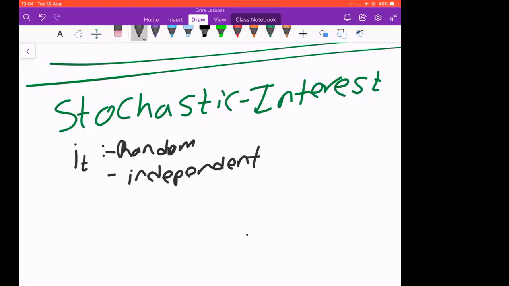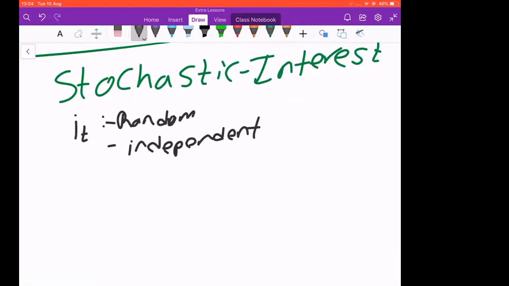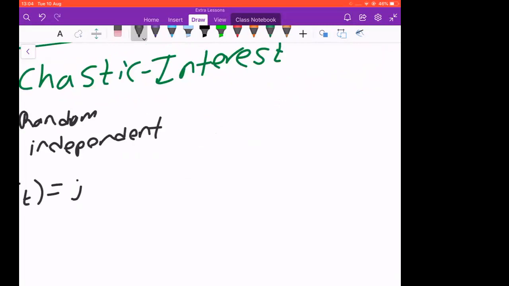How do we find the expectation? I'm not going to show you how to find the expectation of your interest rate, but I'm just going to write it down. If you want to find the expectation of your interest rate at time t, you sum over j. Let's say maybe they say that the interest rate can either be 4, 5, 6, or 7%.